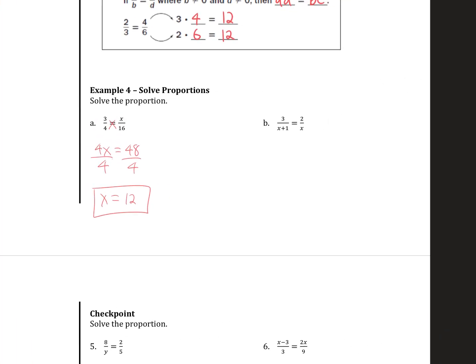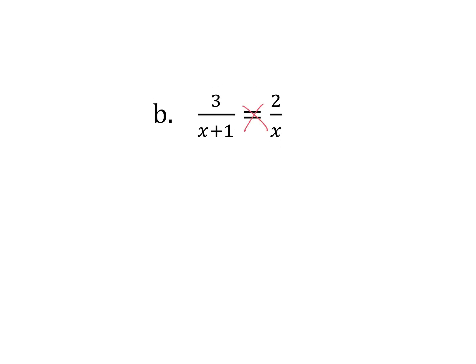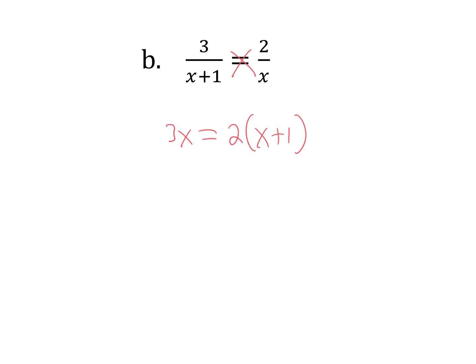Okay. All right, B is a little bit more challenging. We have 3 over x plus 1 equals 2 over x. We're still going to cross multiply here. So we could do 3 times x equals 3x. And then, when we have a longer expression like x plus 1, we need to do 2 times the parentheses x plus 1. We need to multiply 2 times everything in there, okay?